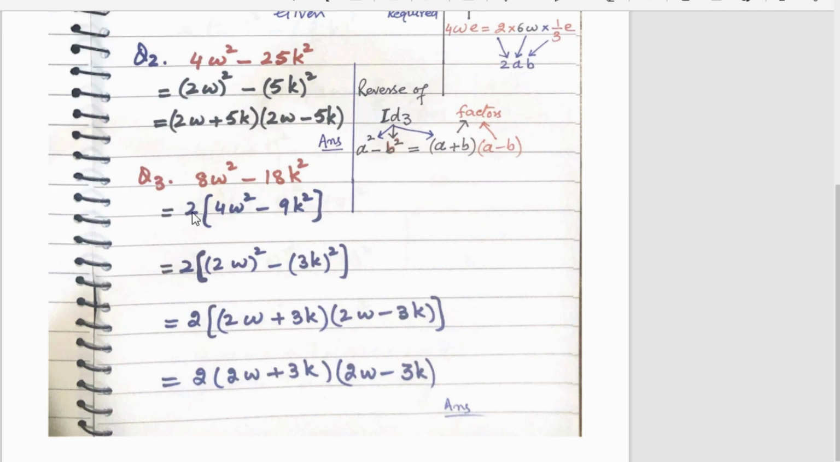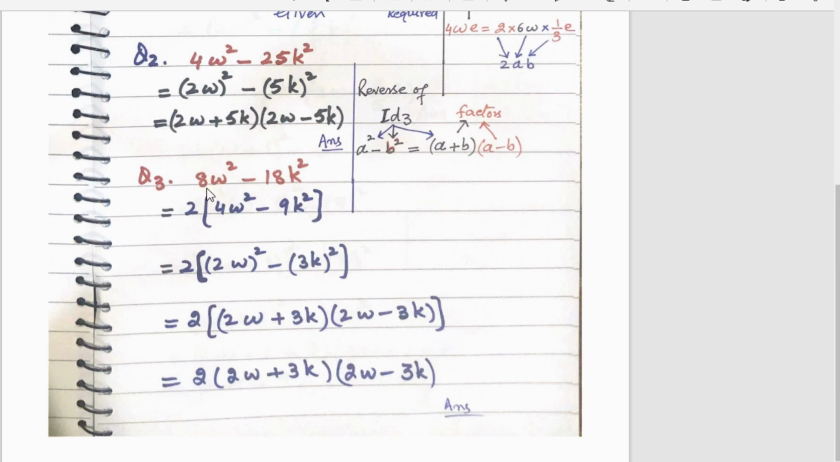Now question number 3, look up. Many students make this blunder. They look at 8 and they write it down as 4 square. No, because 4 square means 16, not 8. 8 is not the square of any number. So we will convert it into such a number which would be the square of some number, right? So how will we convert it?